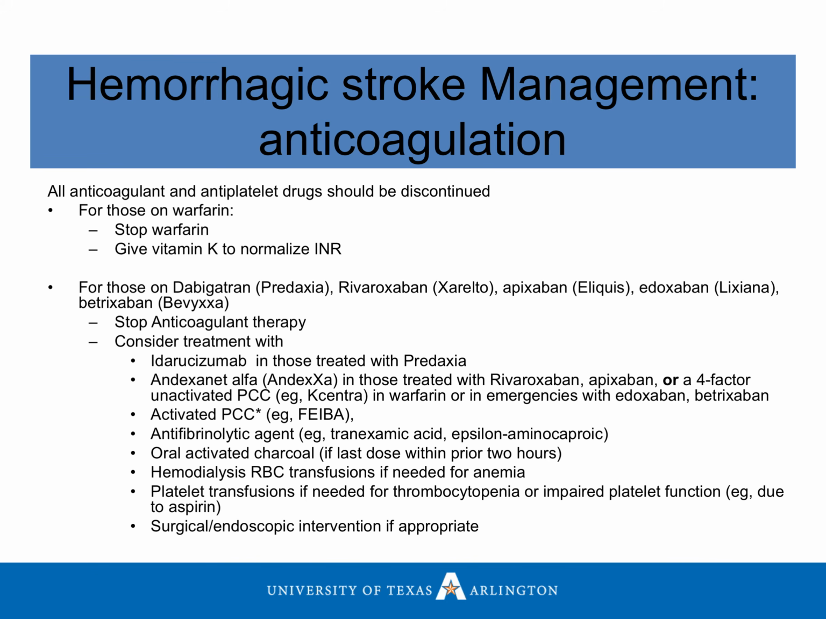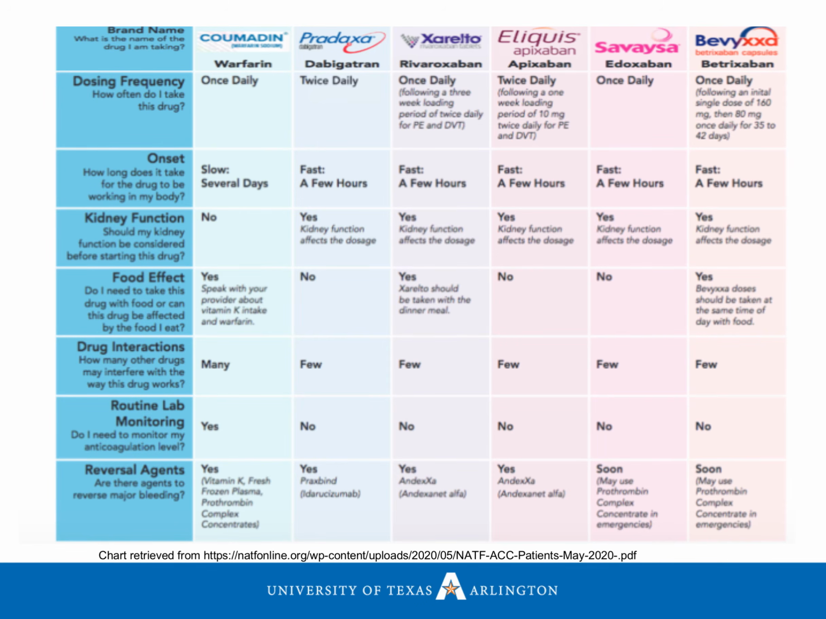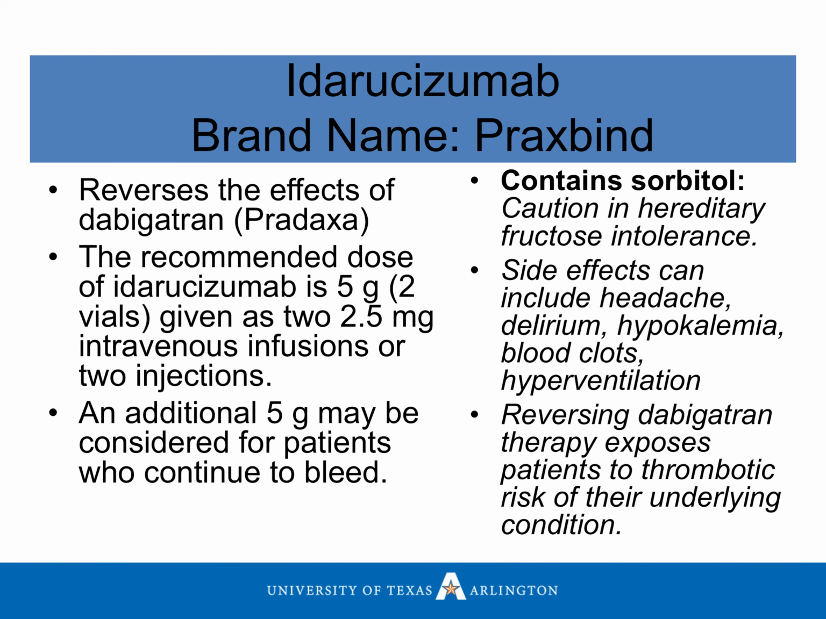And so you may have to use some of these other agents that are in research, looking at whether they seem to help. And from the slide prior, you can see that the PCC, the prothrombin complex concentrate, can be used in emergencies in those on the Xarelto and the betrixaban.